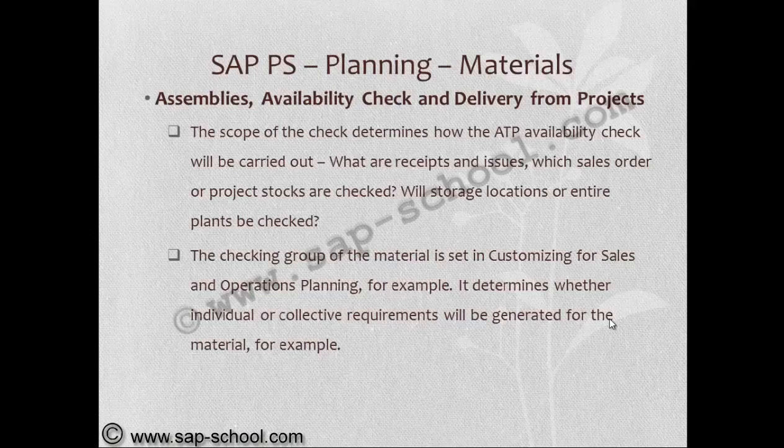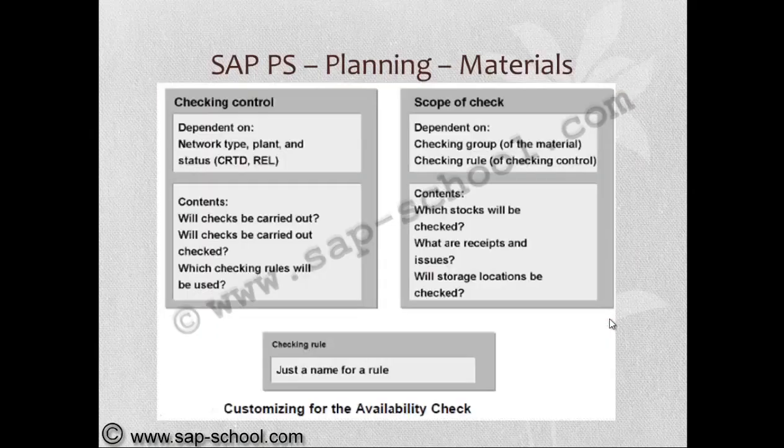For example, it determines whether individual or collective requirements will be generated for the material. So in the checking control, it will be dependent upon the status, like created or released, and whether checks will be carried out, which checking rule will be used, and the scope of check depends upon the checking group of the material and the checking rule of the checking control. Which stocks will be checked, what receipts and issues need to be checked, will the storage location be checked or not, like that.